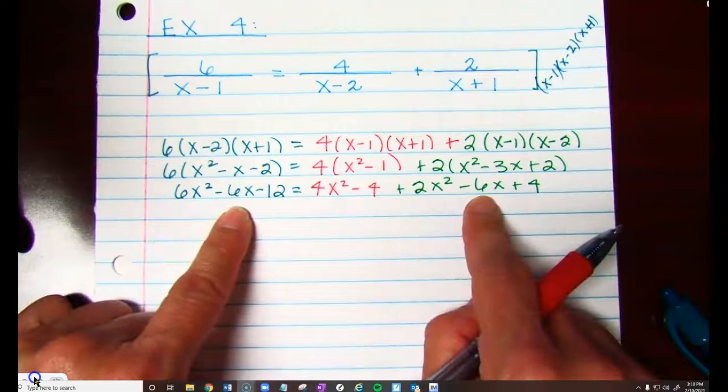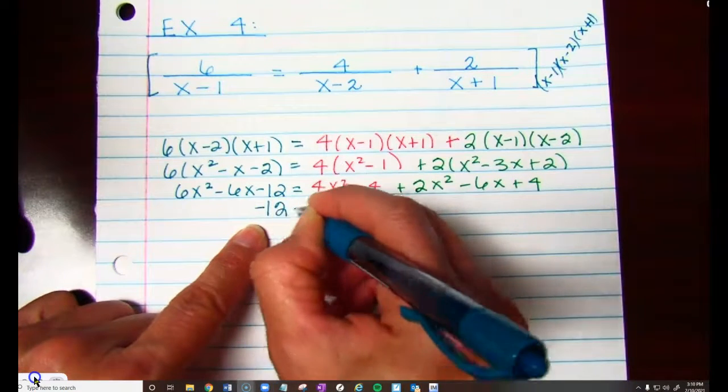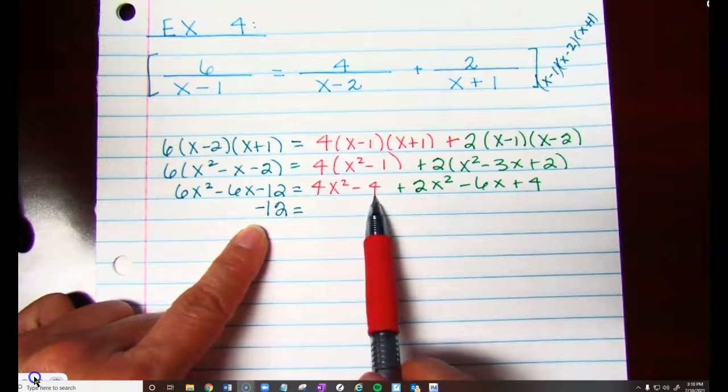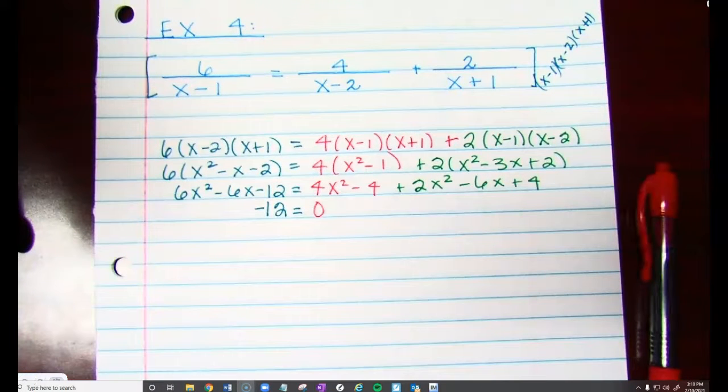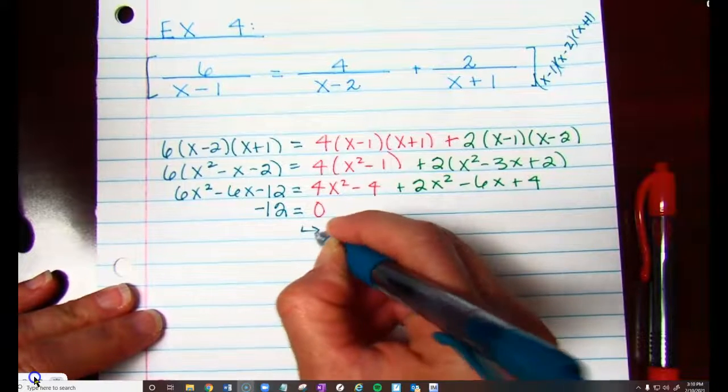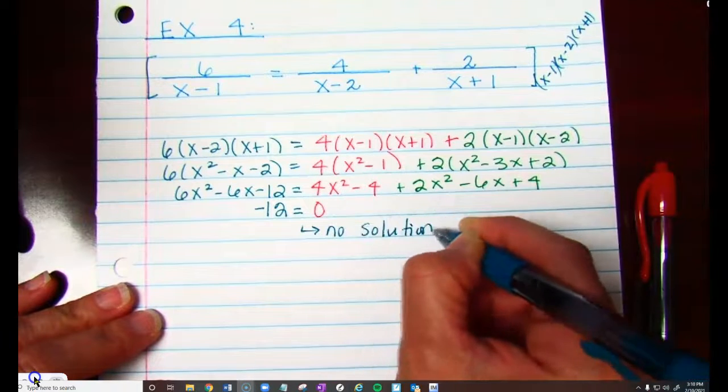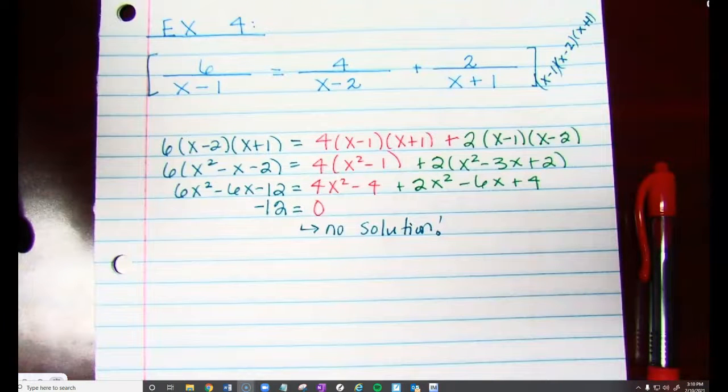So I'm left with some numbers here. I've got negative 12, and then on the right side, I've got a negative 4 and a positive 4, so of course that's 0. Listen, you should remember this. If everything cancels out and you end up with a false number sentence, then you need to remember that the answer to this is going to be no solution. No solution, false number sentence.